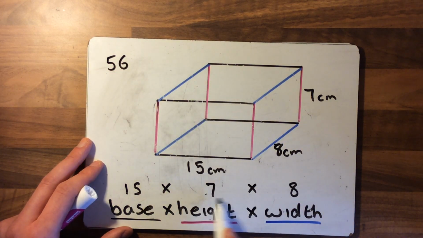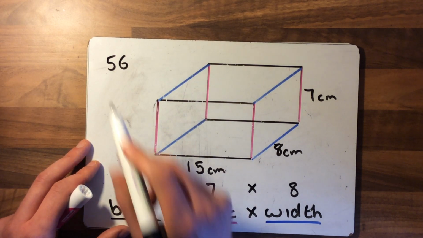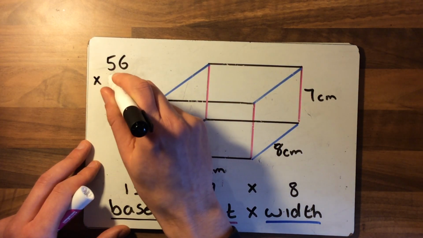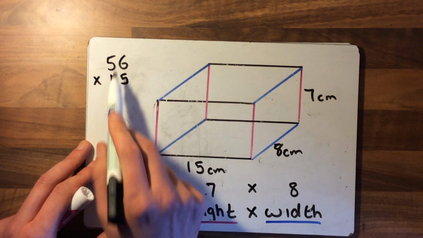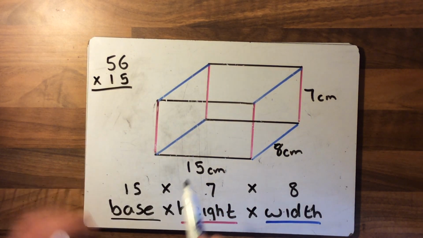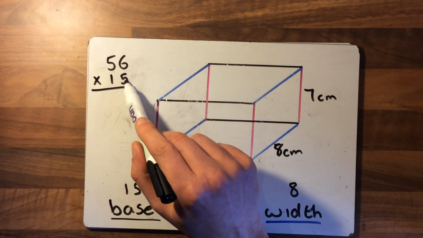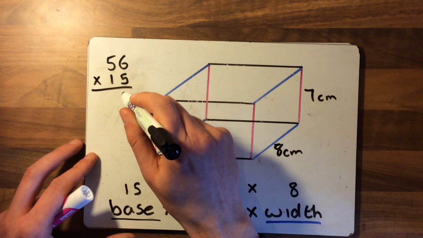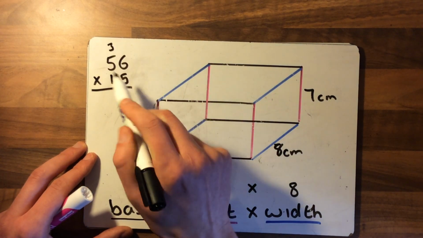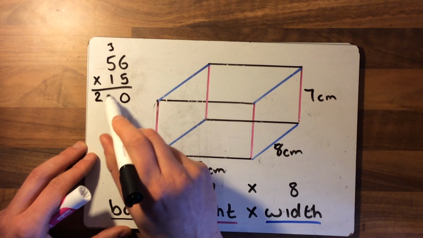We've multiplied these two numbers together, and we just need to multiply it by the base now, which is 15. Now, if I gave you that question by itself, 56 times by 15, you'd be able to work that out. So we can do that. So let's calculate. Let's do 5 times by 6, which is 30. 5 times by 5, which is 25. Add the 3, which is 28.